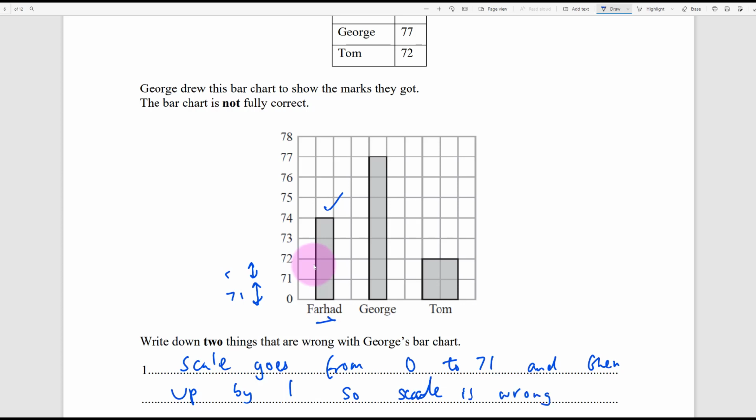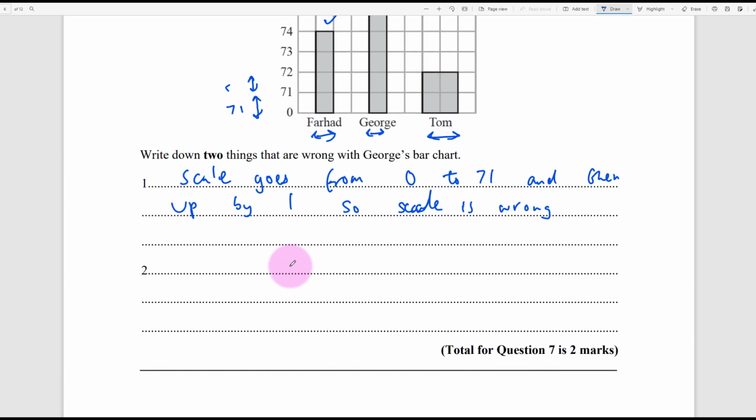Now, can you see, look at the width of these bars. Tom's is not equal width. Tom's bar is not equal in width. I think those are the two.